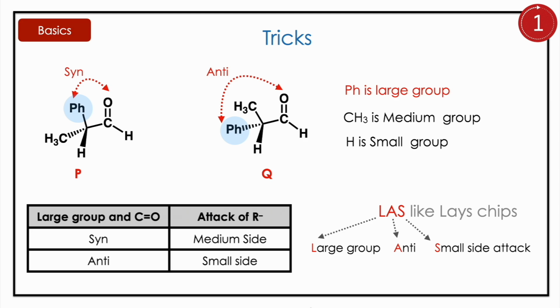This can be confusing. That's why I gave an acronym, LACE: large group, anti, small side attack. So you can use the acronym, avoid the confusion, and predict the final product. This will help you to find the product quickly without drawing the structure, without writing the mechanism. So memorize this table.